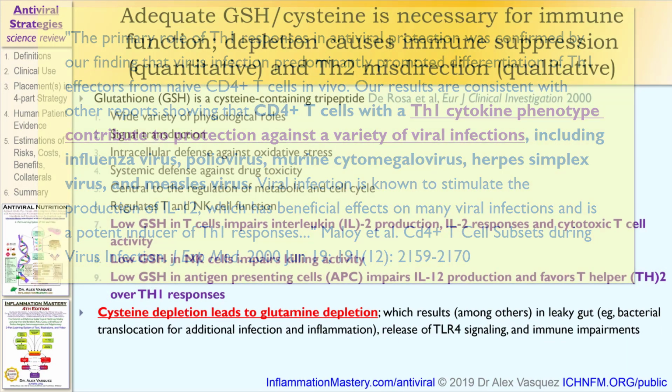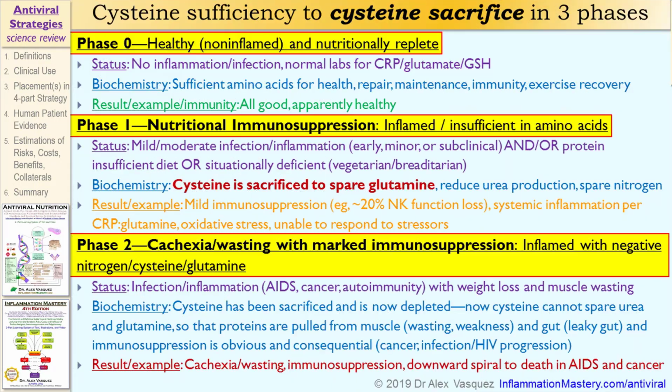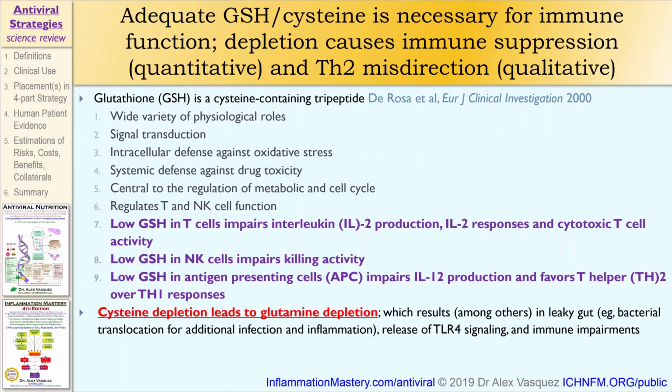As I already stated, cysteine depletion leads to glutamine depletion. So I call that the sacrifice of cysteine for the salvation of glutamine. When cysteine depletion leads to glutamine depletion, this results in leaky gut bacterial translocation that promotes additional infection and inflammation, and it releases pro-inflammatory TLR4 signaling, and that leads to excess or exaggerated inflammation and also other immune impairments.